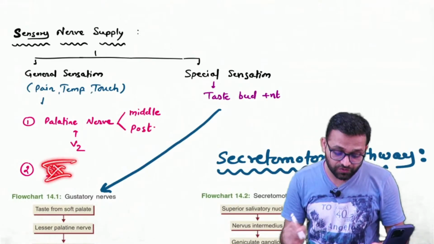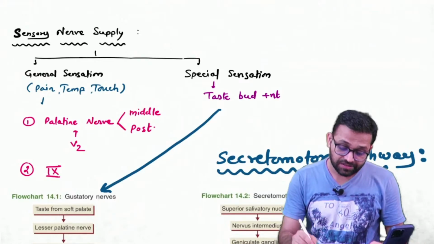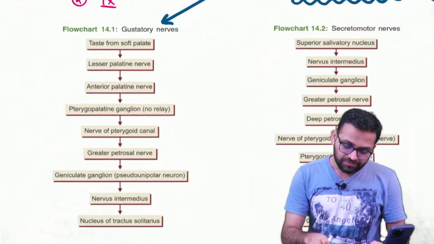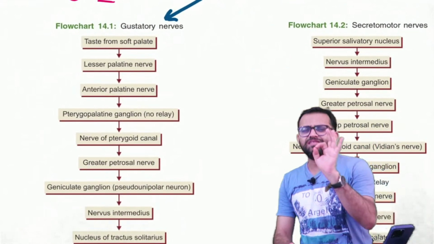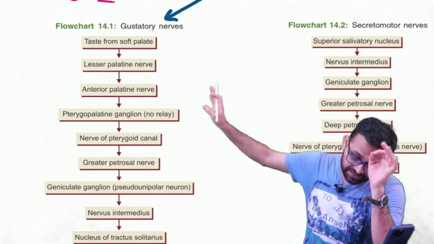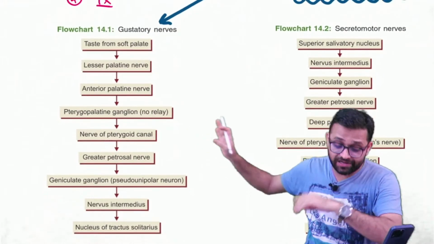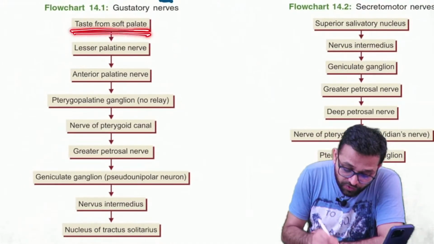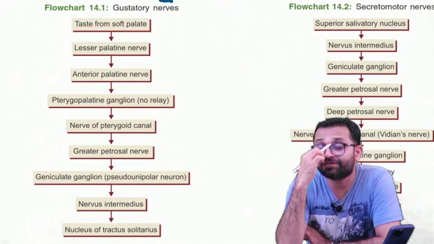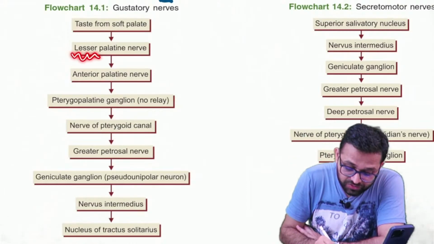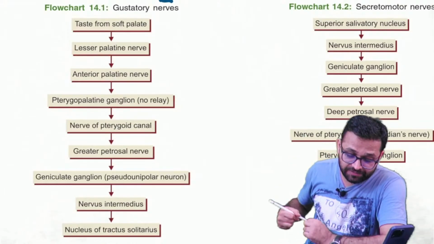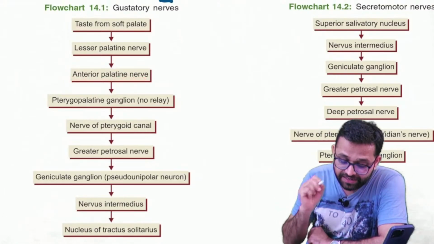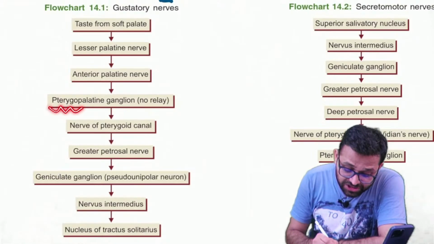And here is our glossopharyngeal nerve. Special sensation: the taste buds are present. So what is the nerve supply? Try to understand. These are our taste buds, and we had seen all this in our previous ganglion topic in the first prof. So just see, taste from the soft palate: the soft palate taste buds get stimulated. Now the impulse is reaching the lesser palatine nerve. Then it is reaching the anterior palatine nerve. Then it is reaching our ganglion.